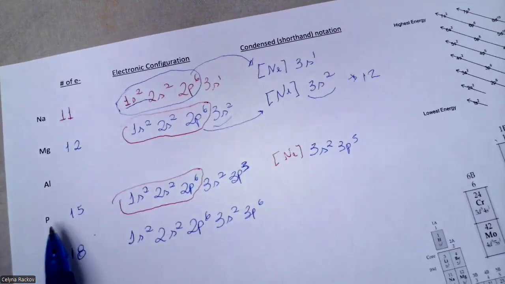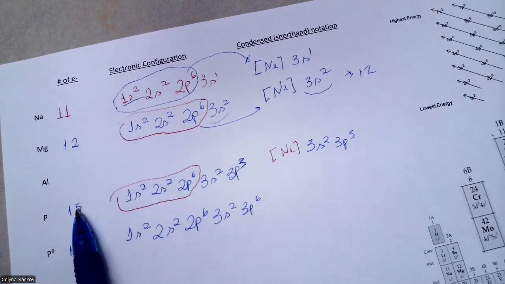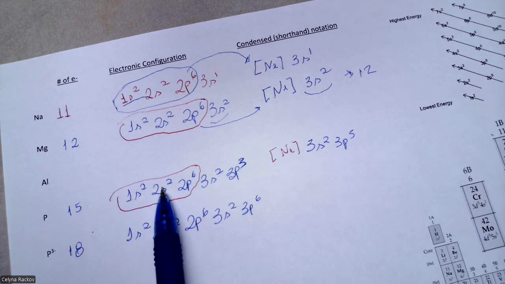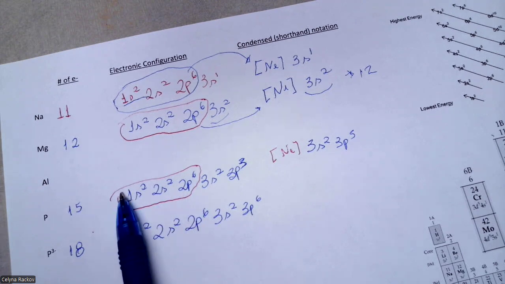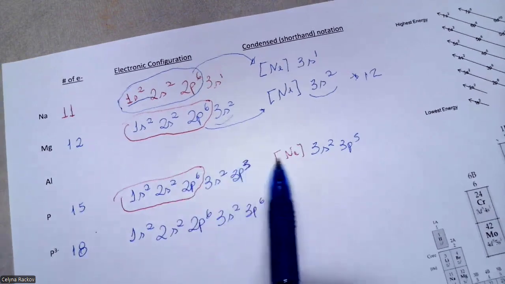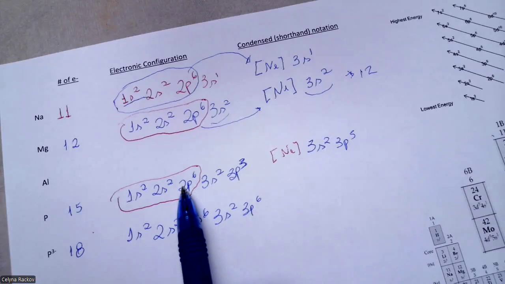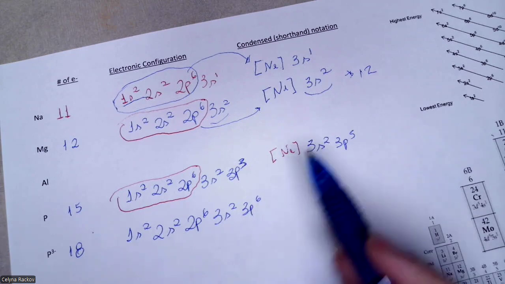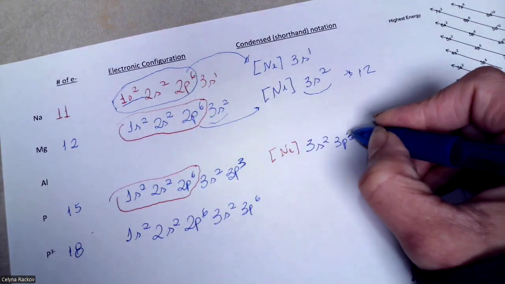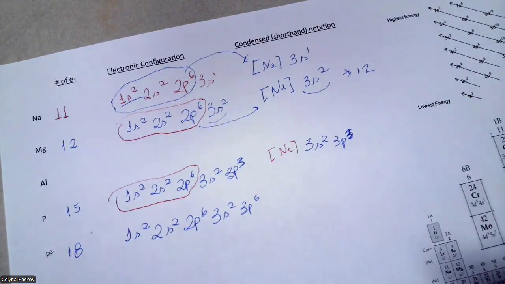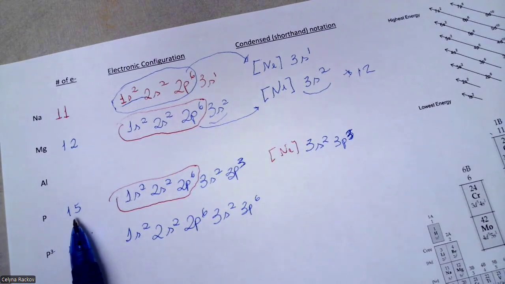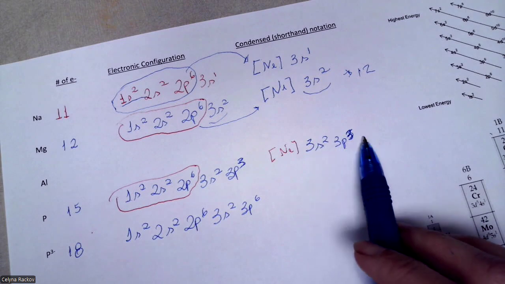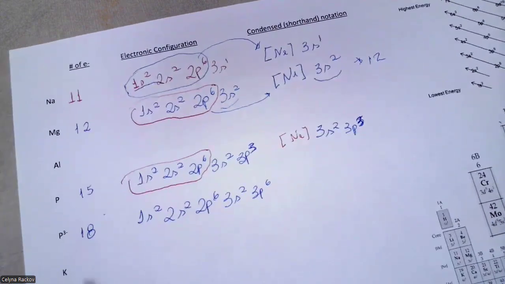Right? For phosphorus, the electron configuration is 15. So 1s2, 2s2, 2p6, that's 10. That's going to be the neon configuration. 10, 3s2, 12, and 3p3, 15. So 3p3, right? So the noble gas configuration for phosphorus is neon 3s2 3p3, right?